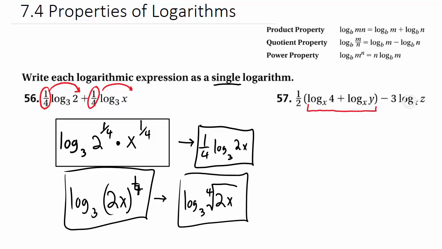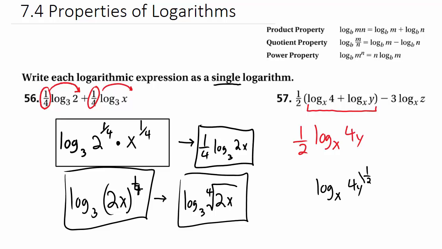All of these are log base x. So I'm going to write log base x of 4y. And since that 1/2 is in front of both of these, you could write the 1/2 right there. Alternately, if you want to use the power property to put the 1/2 up here, there's nothing wrong with doing that. You could put the 4y and write the 1/2 power.